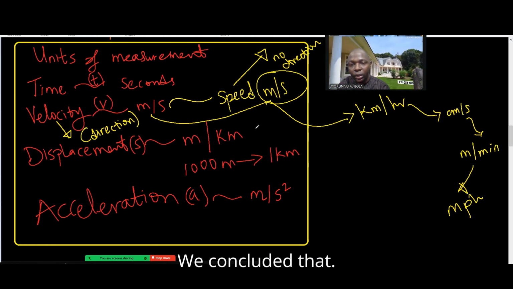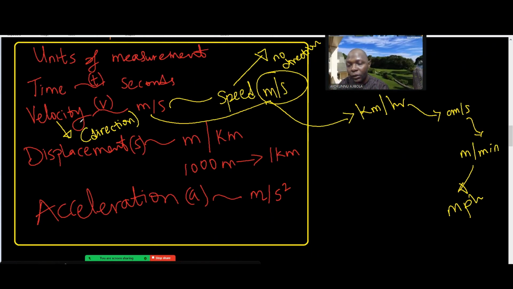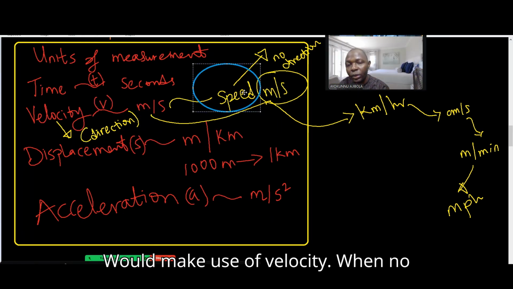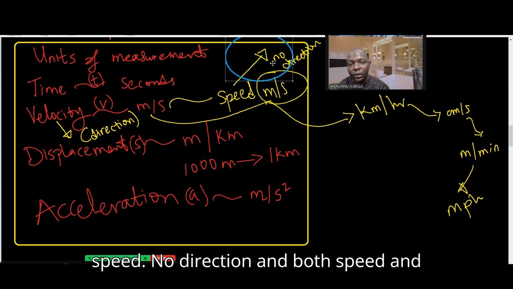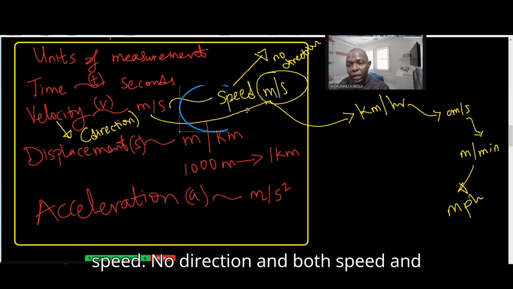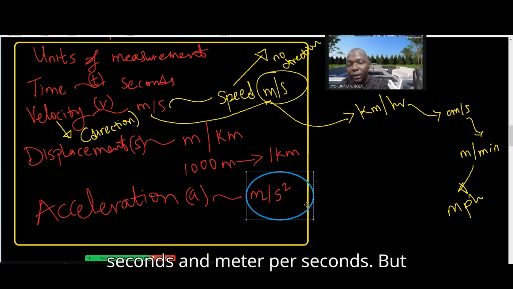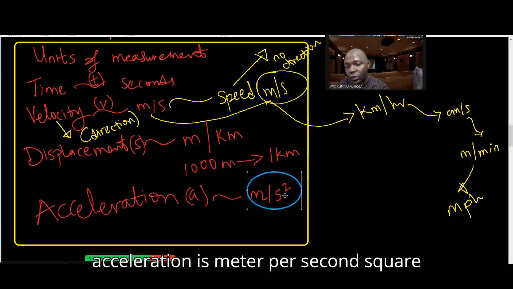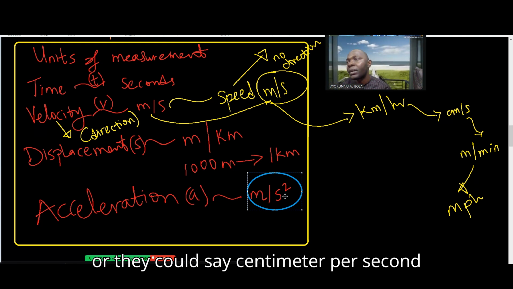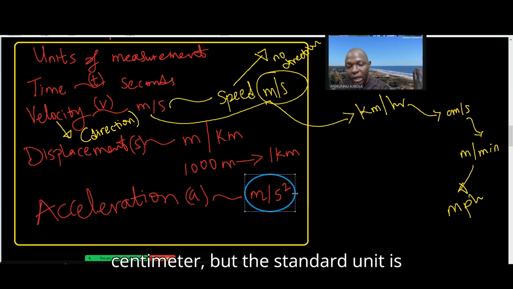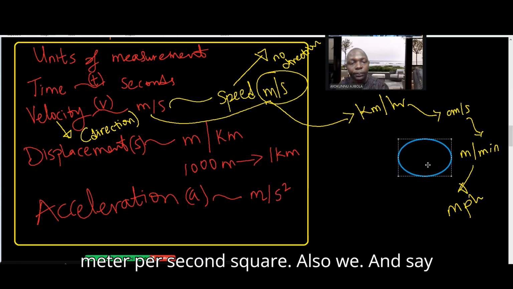We concluded that when direction is involved, we make use of velocity. When no direction is involved, we mention speed. Both speed and velocity can be measured in meter per second, but acceleration is meter per second square. Or they could say centimeter per second square. It doesn't matter, but the standard unit is meter per second square.